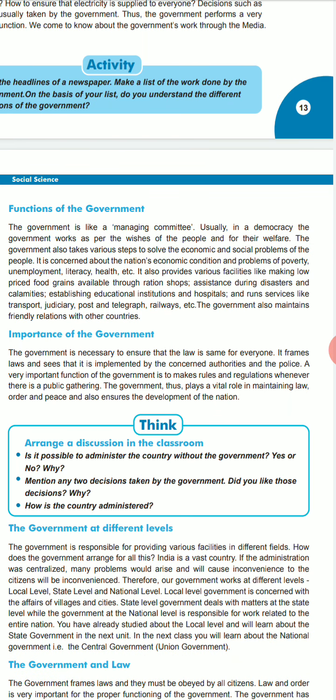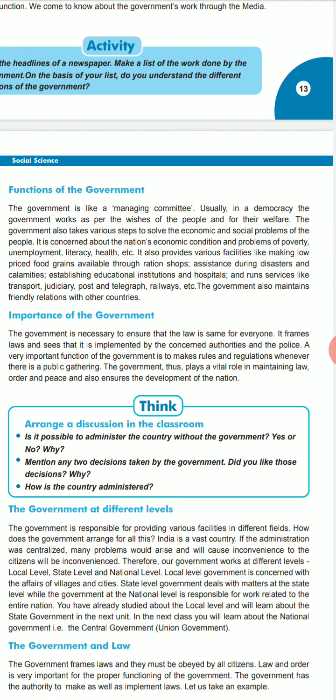Now, importance of the government. The government is necessary to ensure that the law is the same for everyone. It's not different for others and different for me. It frames laws and sees that they are implemented by the concerned authorities and the police.